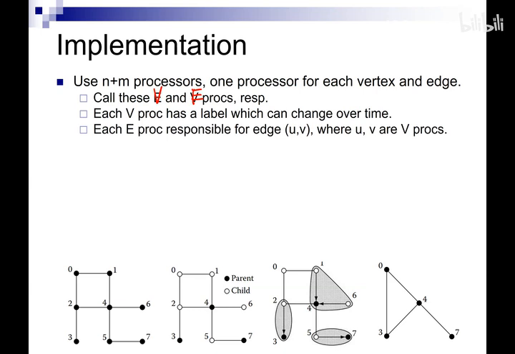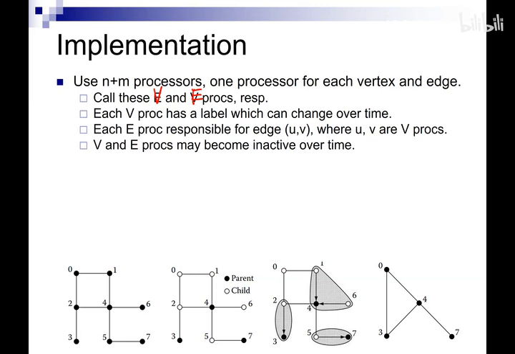The V processors are maintaining this label, because eventually we want to contract everything down to one node, and we want that single node's label to get propagated to all of the other vertices. So the V processes need to keep track of the label. Each V process is attached to one of these nodes, and it needs to keep track of the label for the node, because that label can change over time. And then each E process is going to be assigned to one of these edges.